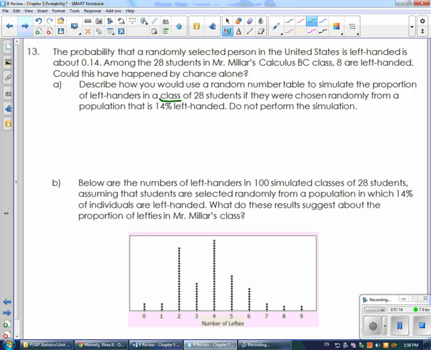All right, so we know we have a class of 28 students, if they were chosen randomly from a population that has 14% left-handed. So if my probability of finding a left-handed person is 14%, I'm probably going to need to use 2 digits to represent that.